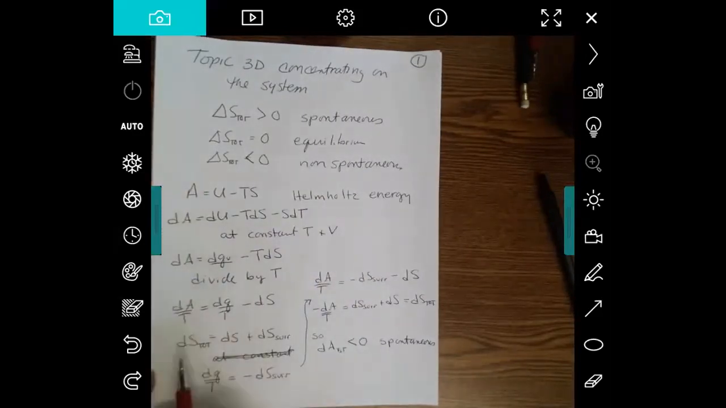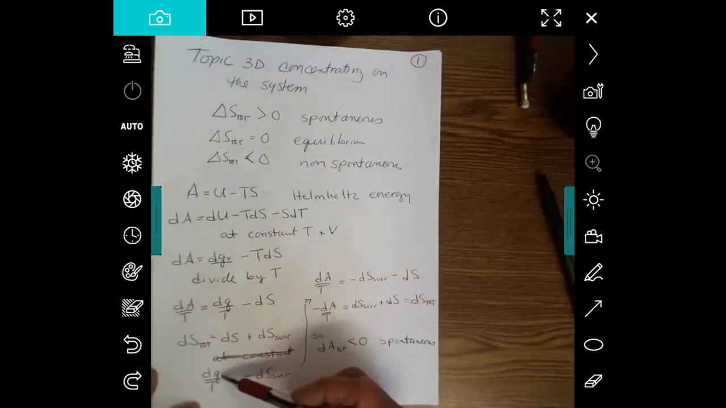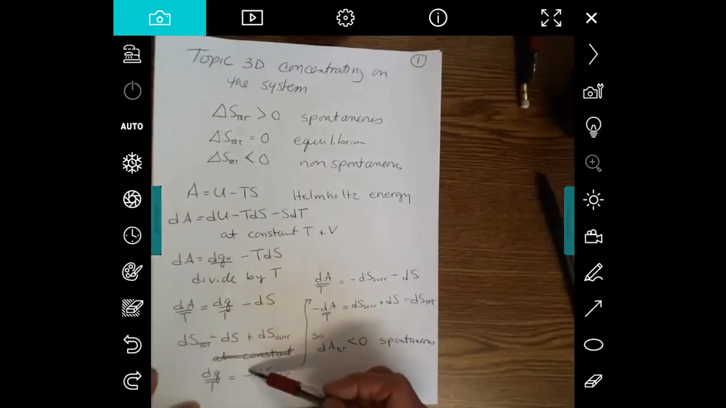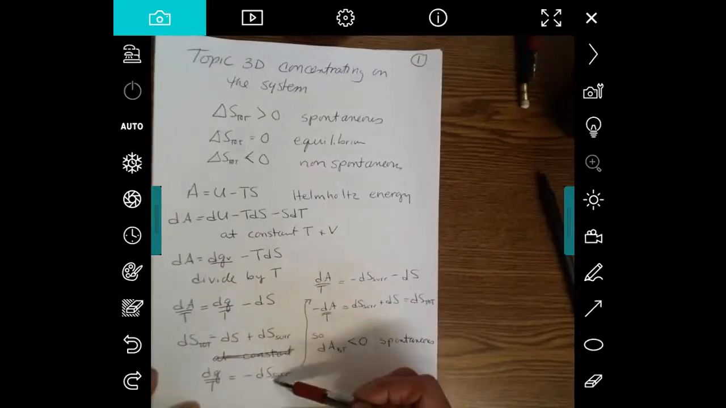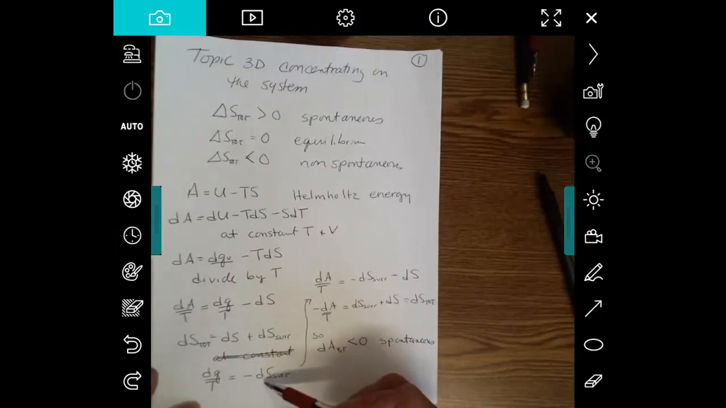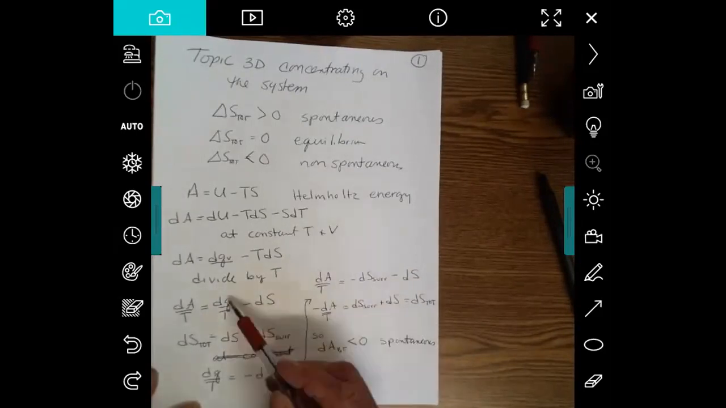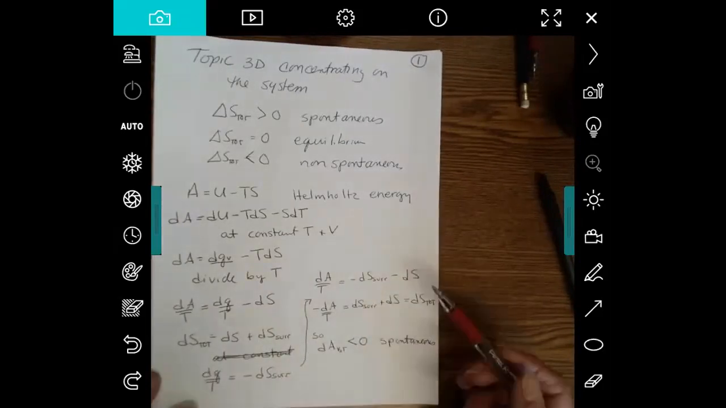And we know that the total entropy change of the universe is equal to the entropy change of the system plus the entropy change of the surroundings. And it's true that the heat that flows in or out of the system just goes in the opposite direction to the surroundings. So dq for the system is equal to negative dq for the surroundings. So dq over T equals negative of the change in entropy of the surroundings. So I can take this term and replace it with minus dS of the surroundings.